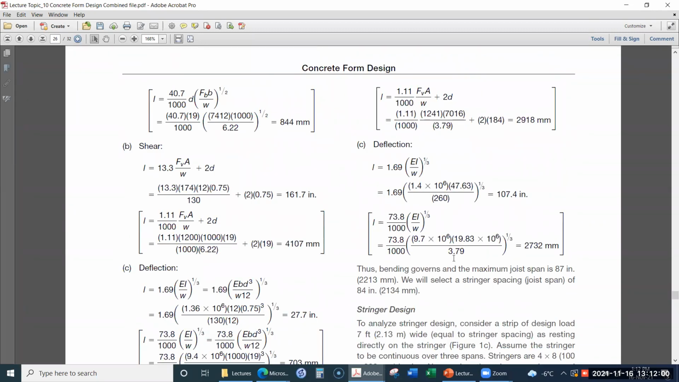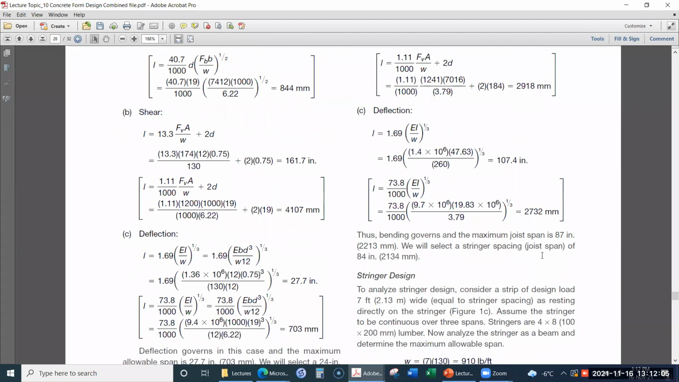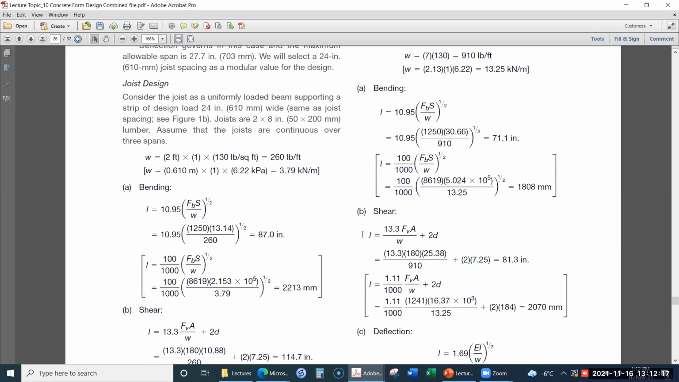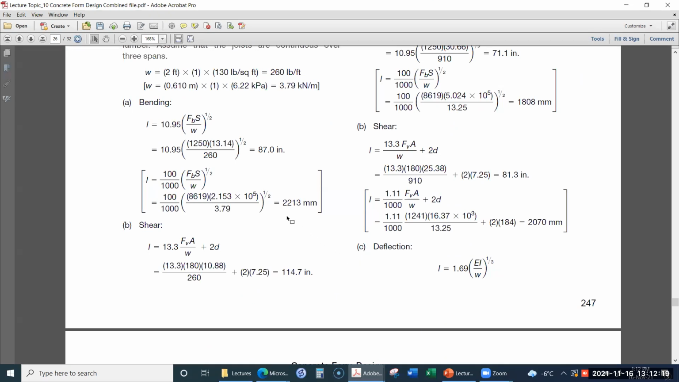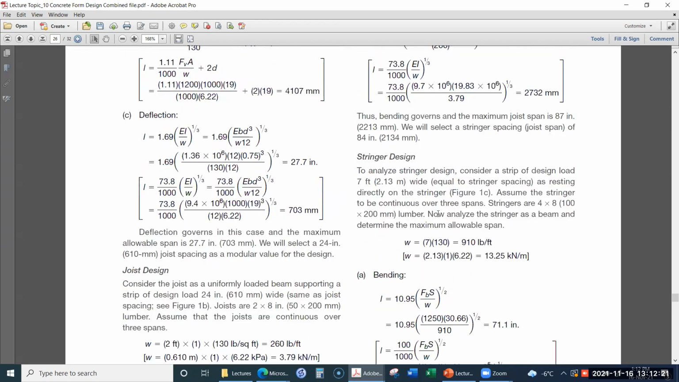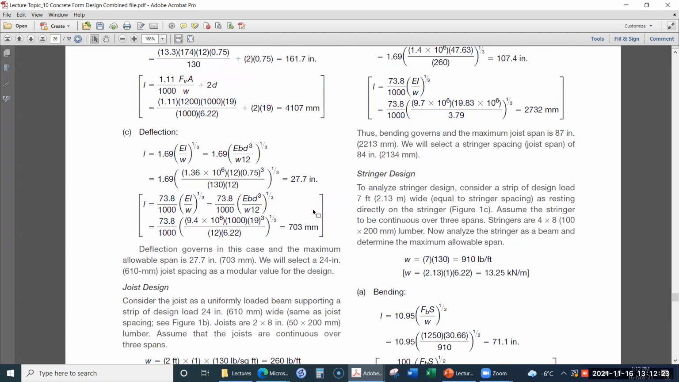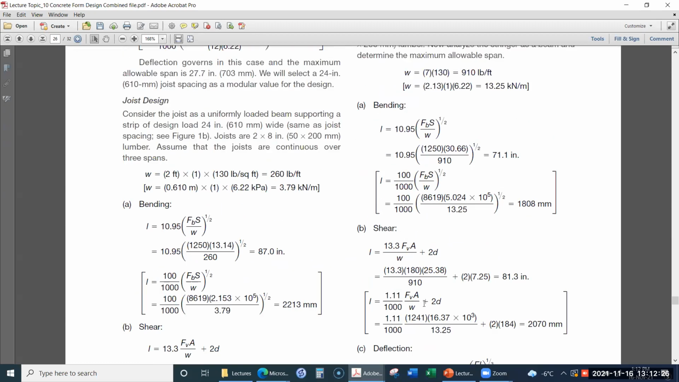Divided by 3.79, we get 2732 millimeter. In this way, we get three values: 2732 millimeter, 2918 millimeter, and 2213 millimeters. In this case, the bending governs because its value is the minimum.